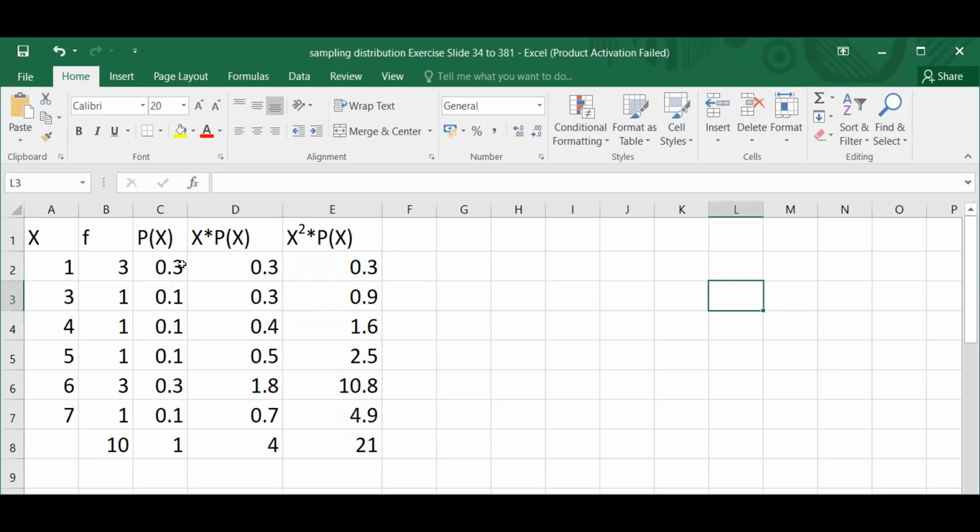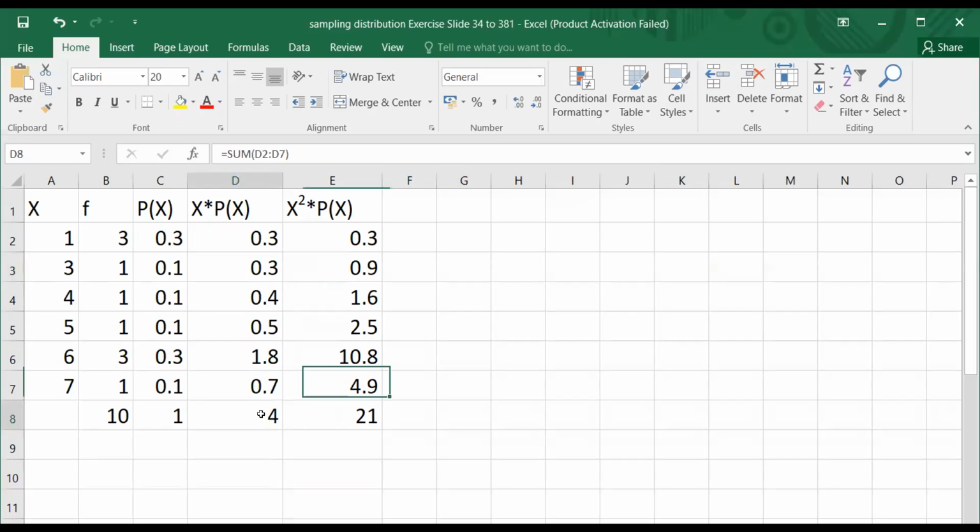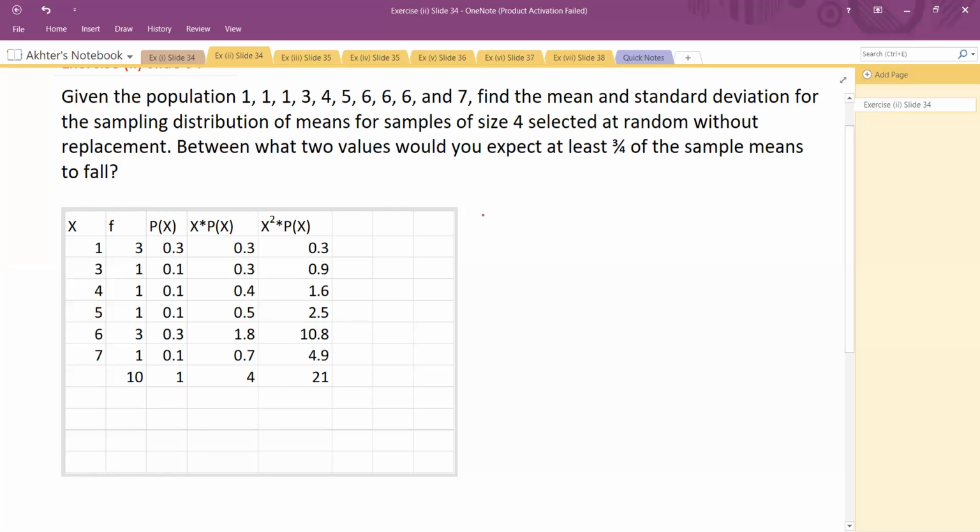Now we have the two columns. One is the x times px, which is the mean of the sampling distribution of mean, and this is the variance of the sampling distribution of mean. And now the mean of the sampling distribution of mean is equal to the population mean. The first theorem is this, and my population mean is 4.